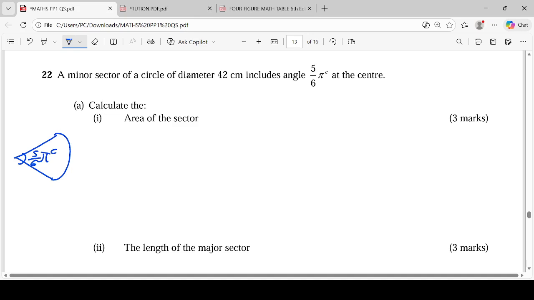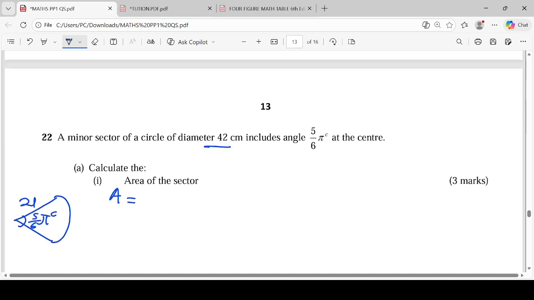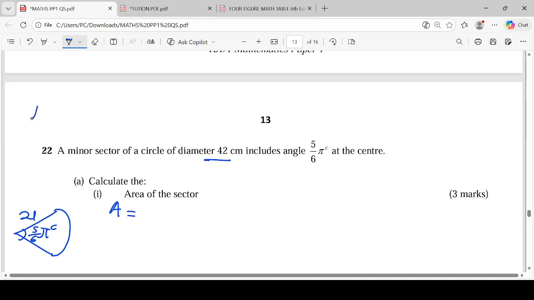A minor sector, then the diameter is 42, meaning the radius here is 21. They want area. Remember, how do you compute area of a circle? Area of a circle here will be given by, I want to give this formula. I know majority are familiar with this formula, that area being given by theta over 360 pi r squared.